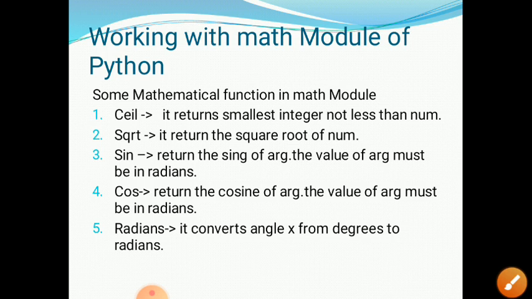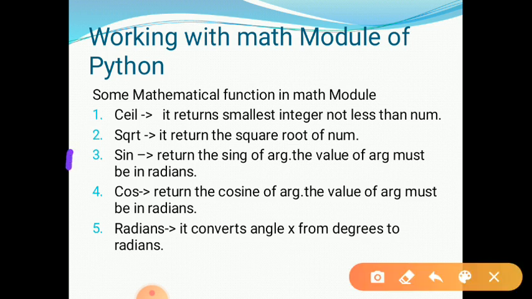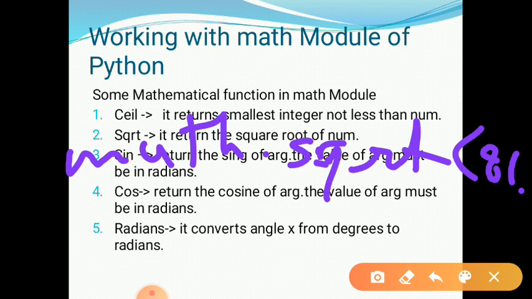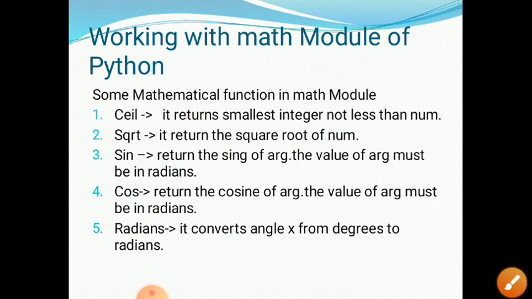Now next is square root. It returns the square root value. Suppose I use math dot square root, and inside the bracket I write 81.0. Python returns its square root value, 9.0.